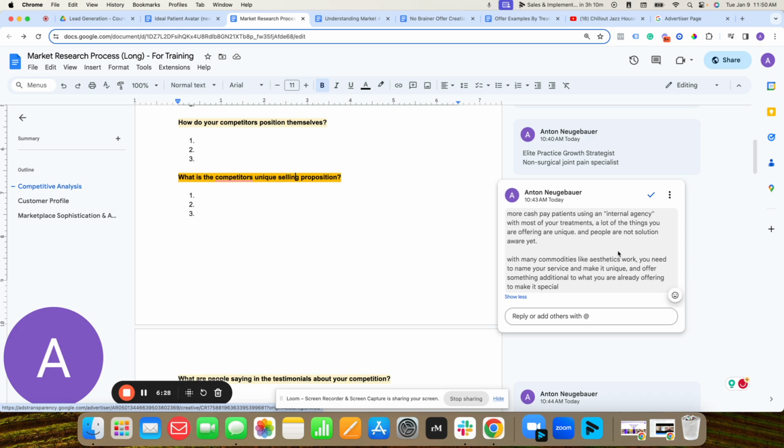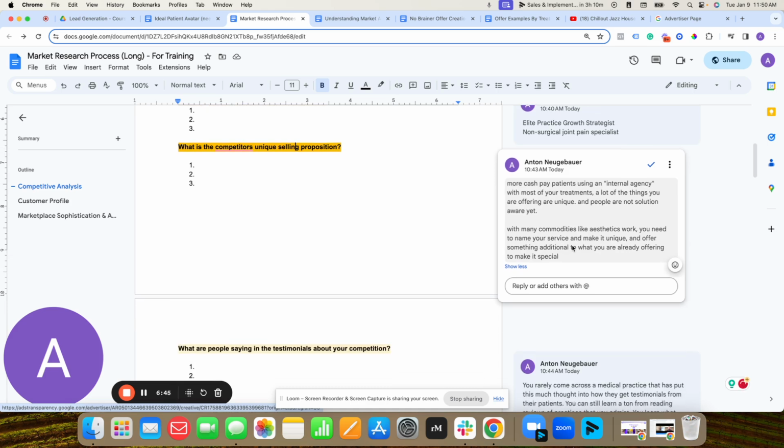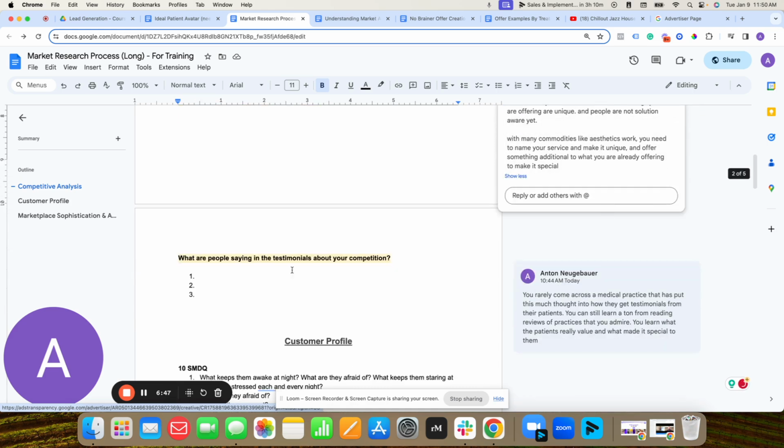Now, with some commodities like aesthetics work, you need to name your service and make it unique and offer something additional to what you are already offering to make it special. But with a lot of the anti-aging stuff, regenerative stuff, people just don't know it exists yet. So you can kind of get away with not differentiating too much.